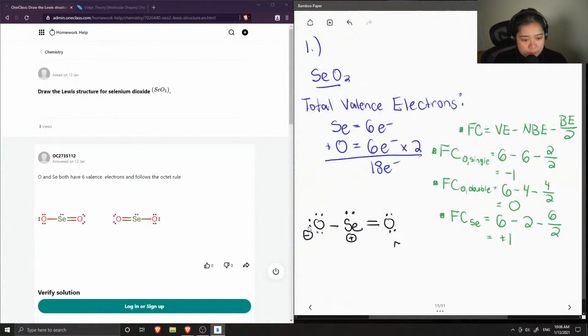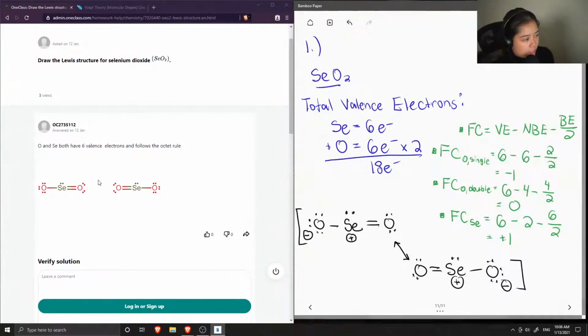And we can also show resonance structures with our leftmost oxygen having the double bond, and our rightmost oxygen can have the negative charge. Okay, so these are 2 Lewis structures for the selenium dioxide.